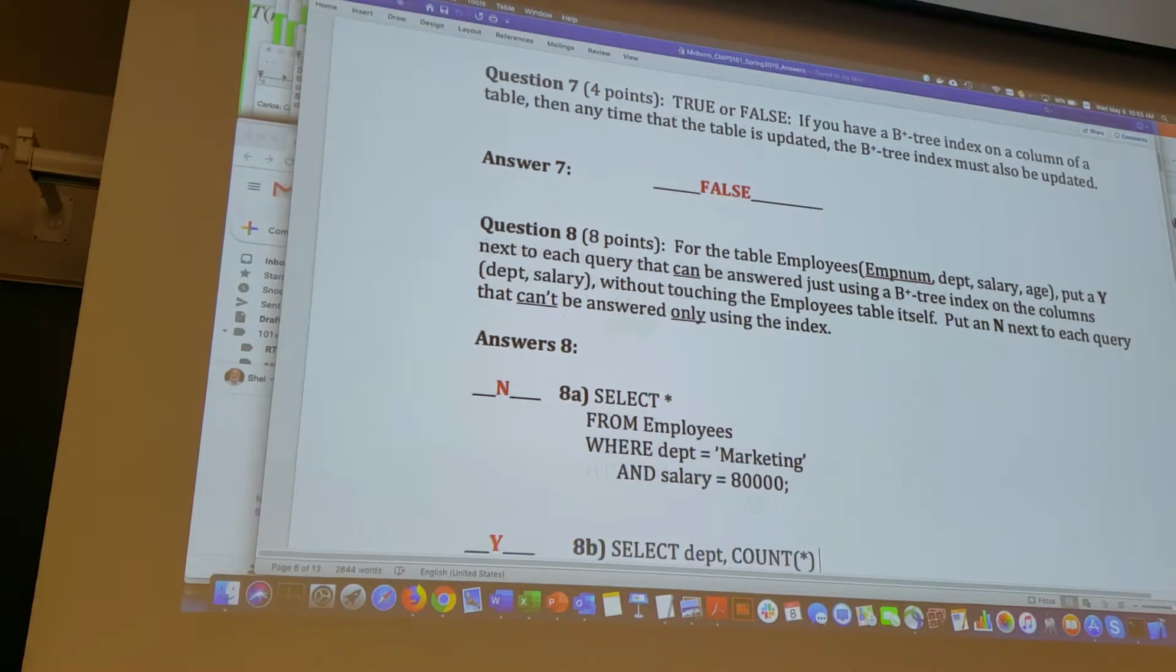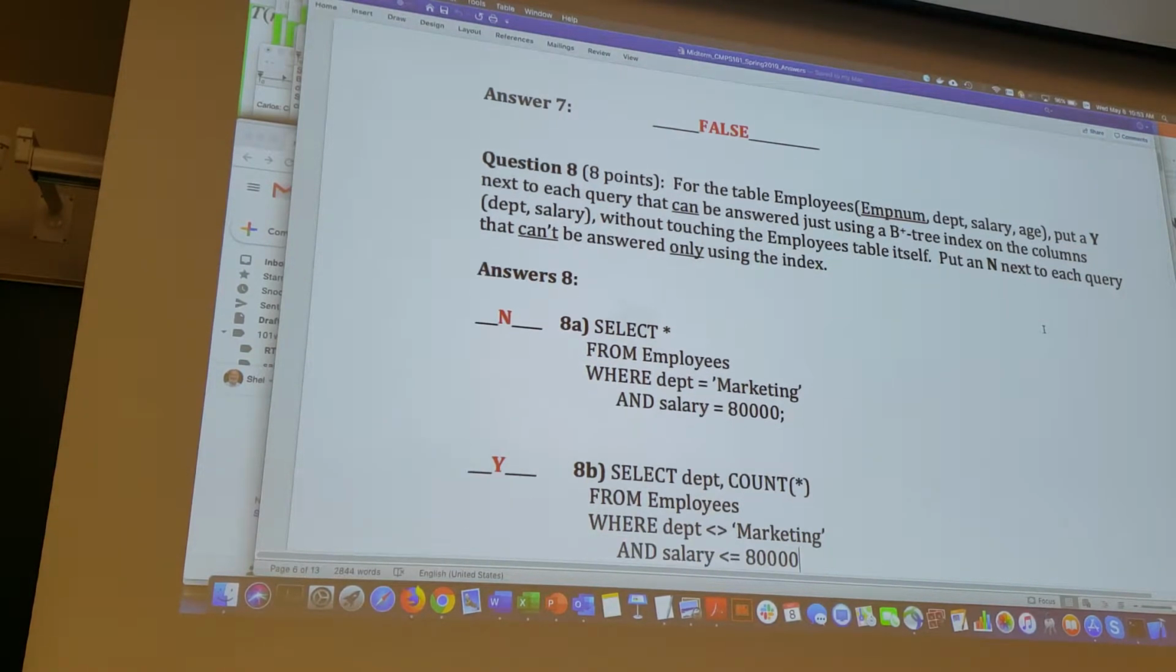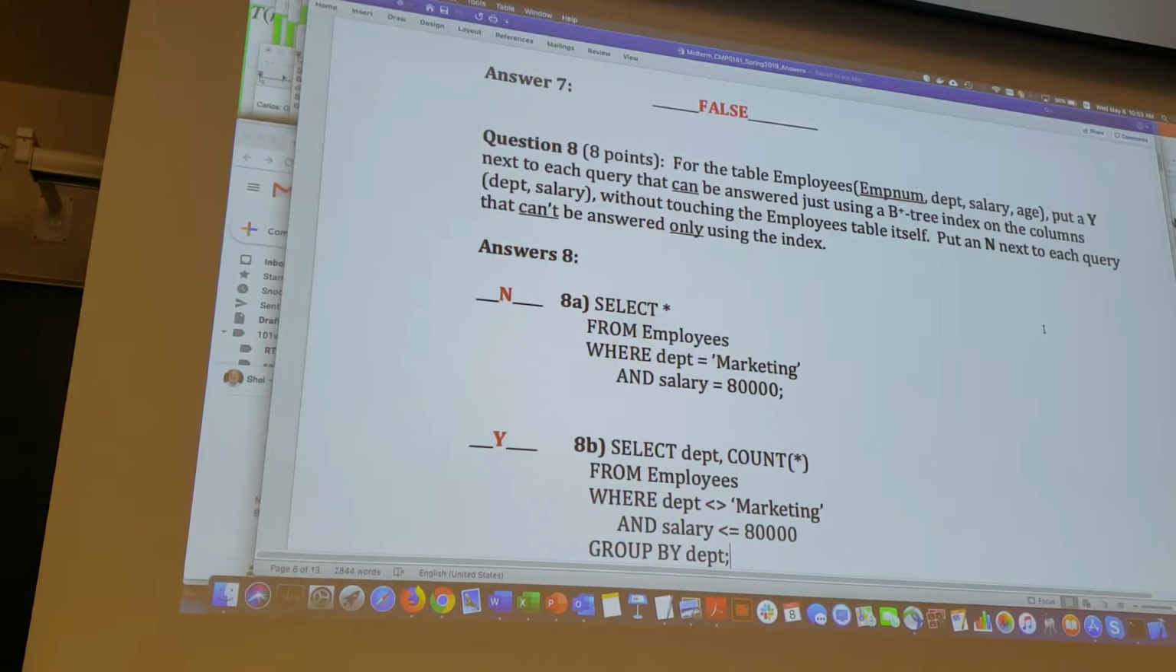Here's basically a true false or why question. Can you do index only queries for these 2 queries with an index on department and salary? People tended to get 8B right, but some people got 8A wrong. Why is the answer on 8A no? Because it's select star, which means you have to get all the attributes. So the index will allow you to figure out which tuples you want, but you won't be able to get any attributes except department and salary if you use the index, and it does say select star.